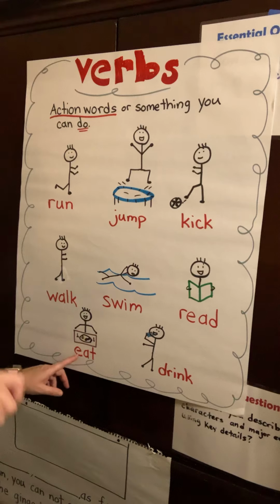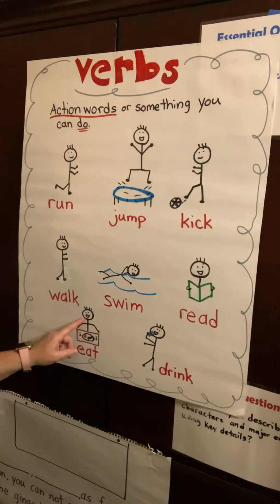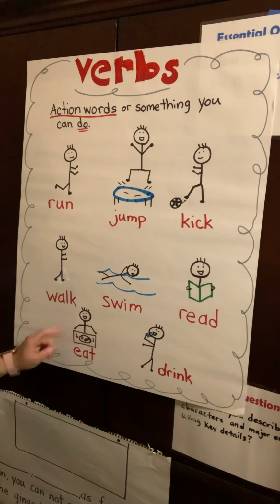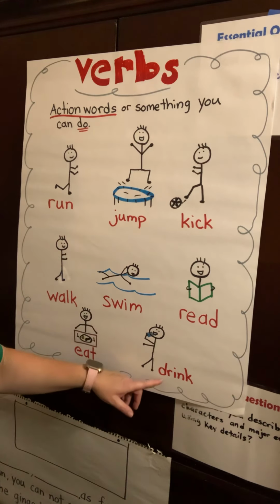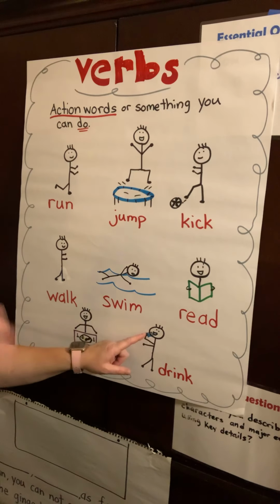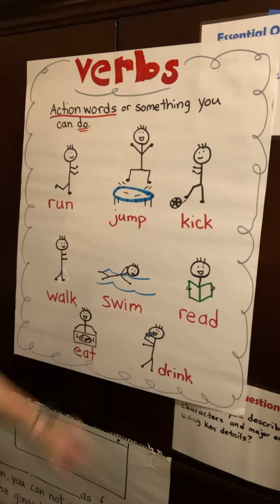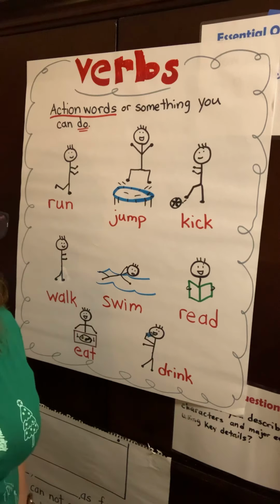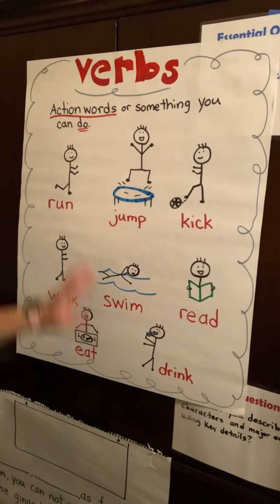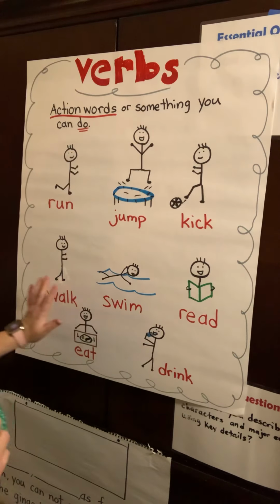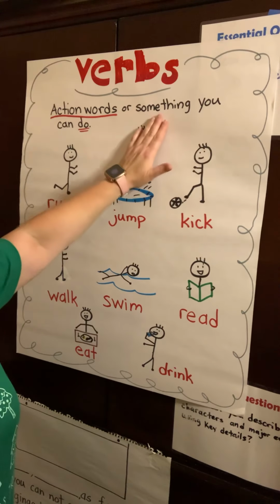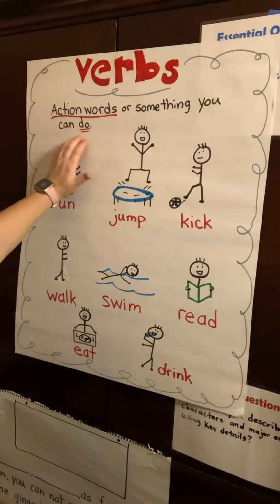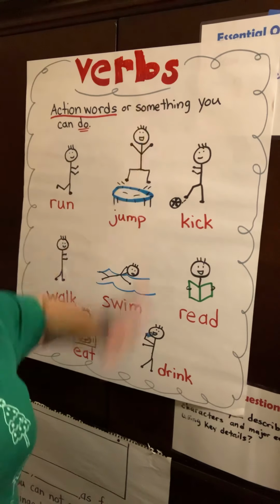Eat. You're moving your hand to put the food in your mouth. You're moving your mouth to chew the food. Eat is an action. And lastly, drink. Use your hand to pour the cup and you use your mouth to swallow. So all of these are verbs. They are action words or something you can do. That's what a verb is.